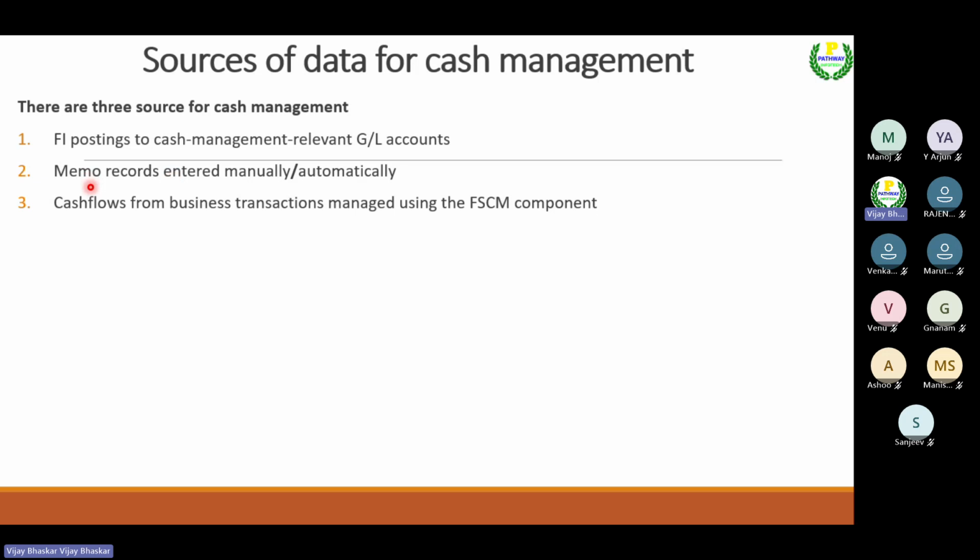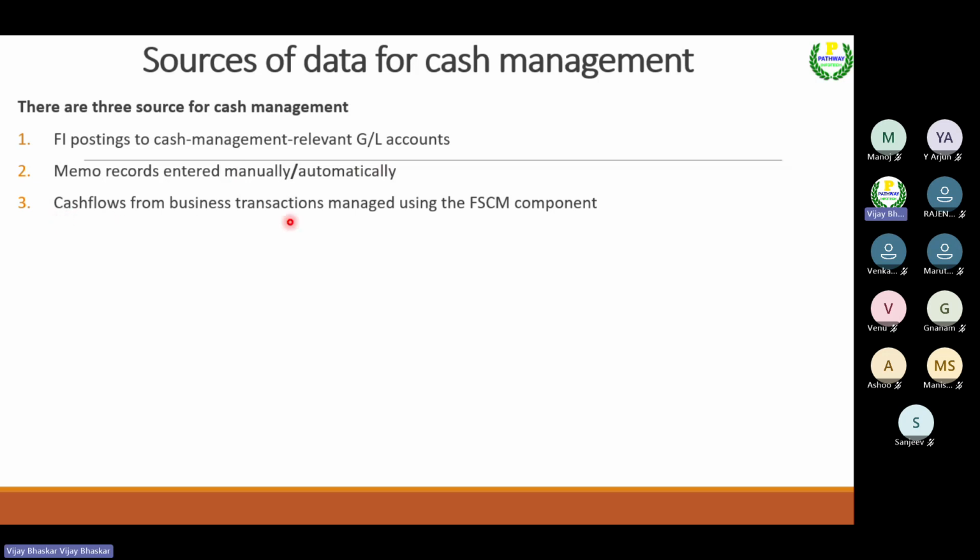So for the memo records also, there is a concept called the memo record. The entire cash management is going to run, and planning can be done with this information only. The memo records could be created automatically, or could be created manually. Yes, a manual memo record you can create at any point of time. But automation is a very, very important one. For us, the main focus is the automation of how the memo records are going to be created automatically.